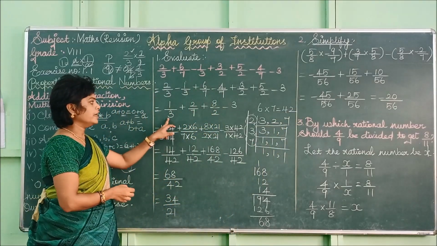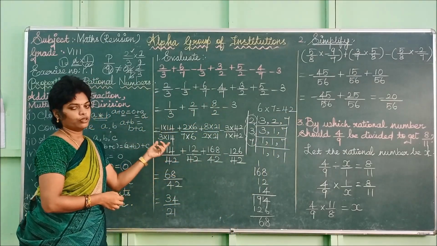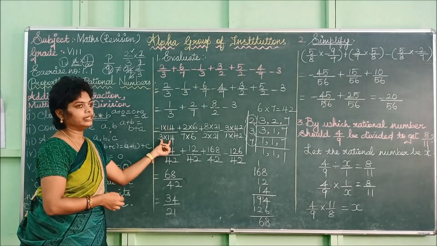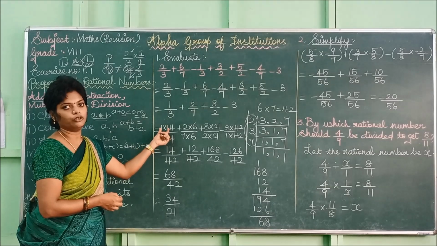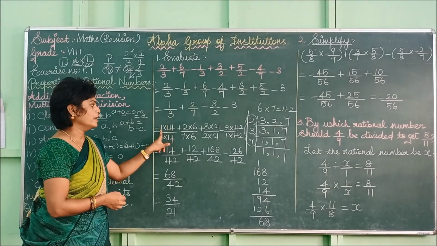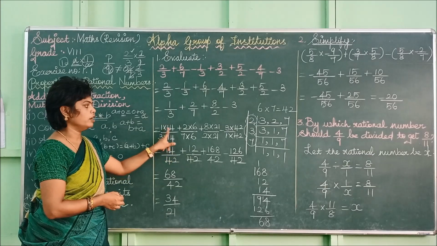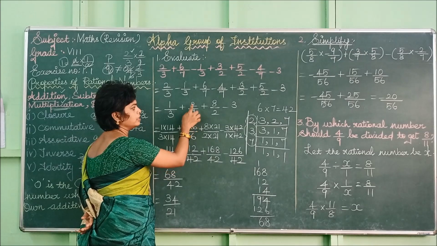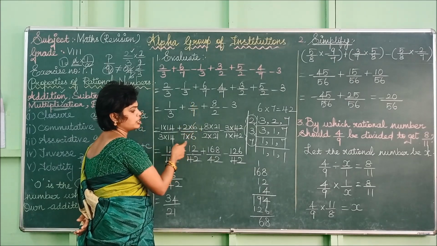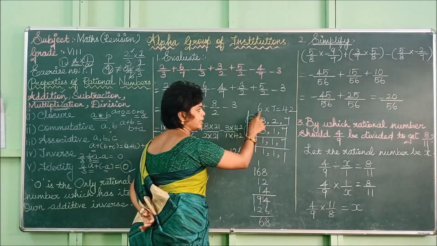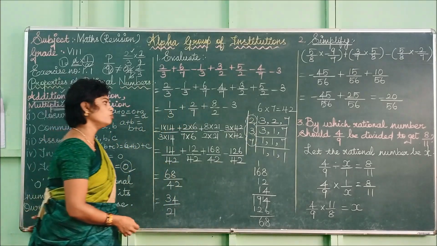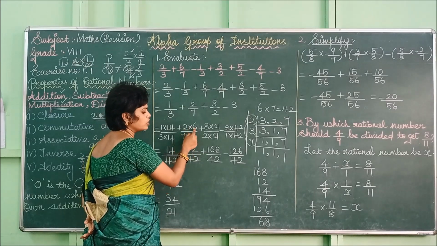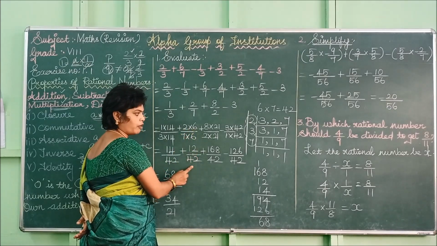So listen. When this 3 becomes 42, 3 into 14 is 42. So whenever you are multiplying the denominator, you have to multiply the numerator also. So 1 into 14, 3 into 14. 1 14s are 14, 3 14s are 42. Next look at the second one, 2 by 7. When 7 changes to 42, if you are multiplying it with 6 only, it will change into 42. So multiply both the numerator and denominator with 6. 2 6s are 12, 7 6s are 42.